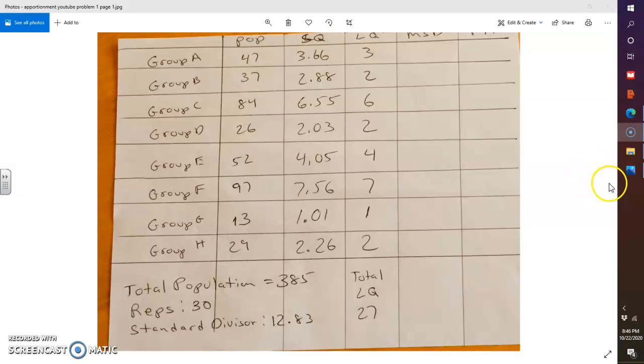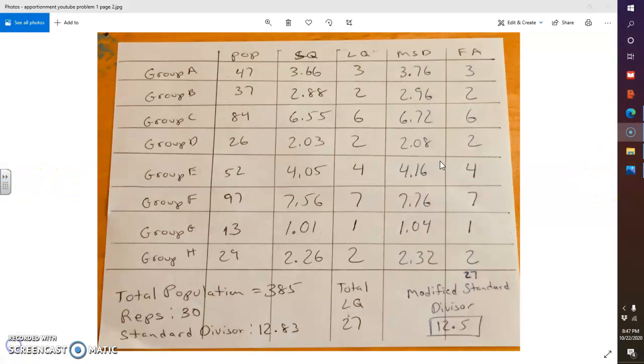So the first guess I'm going to make is 12.5. A little bit lower than 12.83, and we're going to see how it changes the standard quotas. If I divide all these populations by 12.5, I get 3.76, 2.96, 6.72, 2.08, 4.16, 7.76, 1.04, and 2.32. Now it doesn't change my lower quota. My numbers are still the same, 3, 2, 6, 2, 4, 7, 1, and 2. So I get 27.